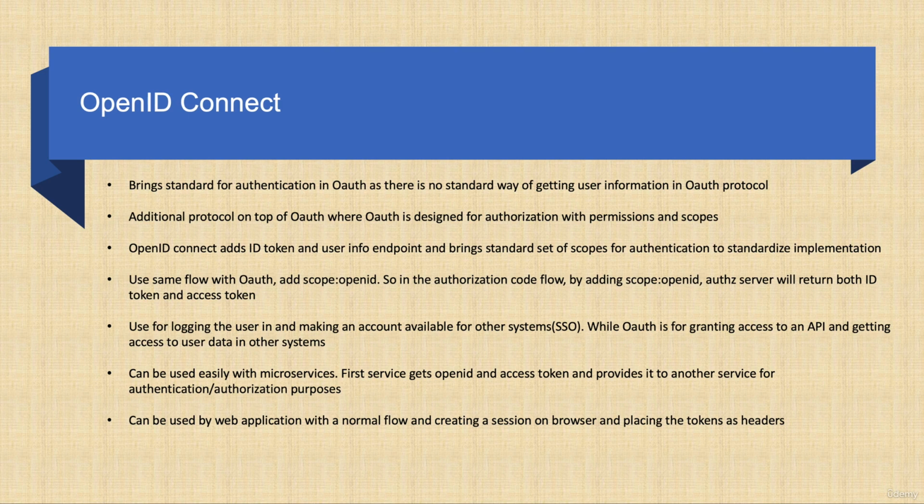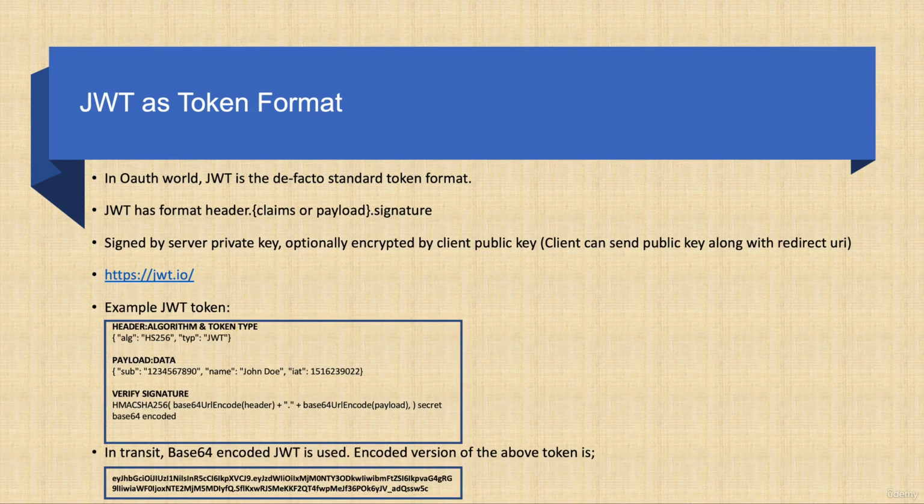It can also be used by a web application with a normal flow, creating a session on the browser and placing the tokens as headers, so it can be a replacement to form authentication, for example. In the OAuth world, JWT is the de facto standard token format. JWT has three parts: header, claims or payload, and signature. It is signed by a server private key and optionally encrypted by a client public key. The client can send the public key along with the redirect URI on the first request to the authorization server. You can check more about JWT on jwt.io.